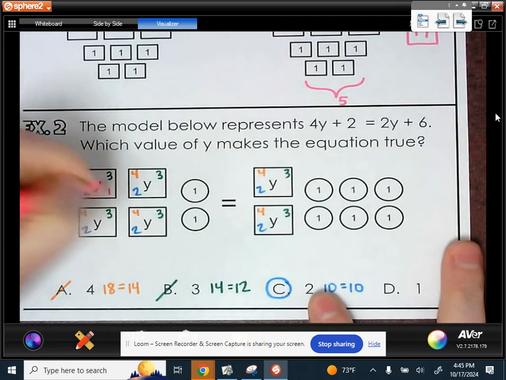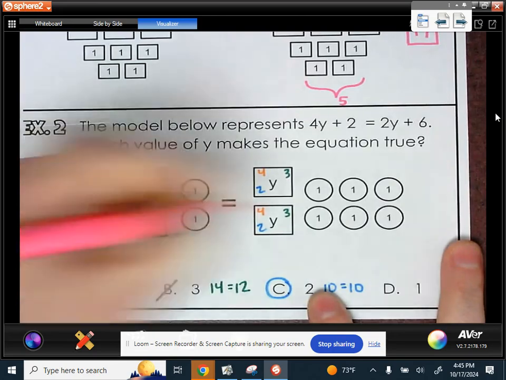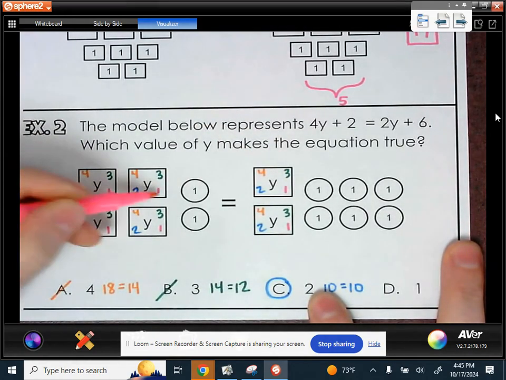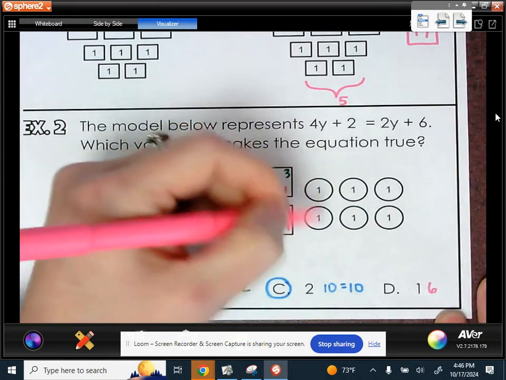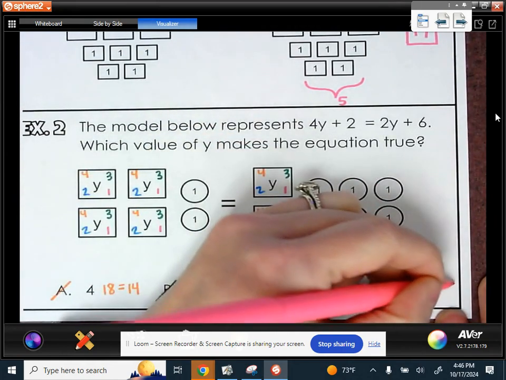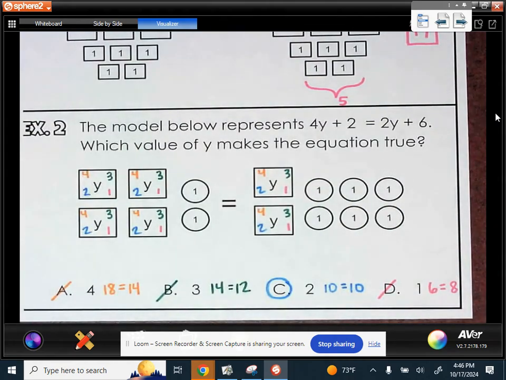So I'm going to plug in 1. So that's 1, 2, 3, 4, 5, 6. 1, 2, 3, 4, 5, 6, 7, 8. 6 does not equal 8, so I know my answer is not D.